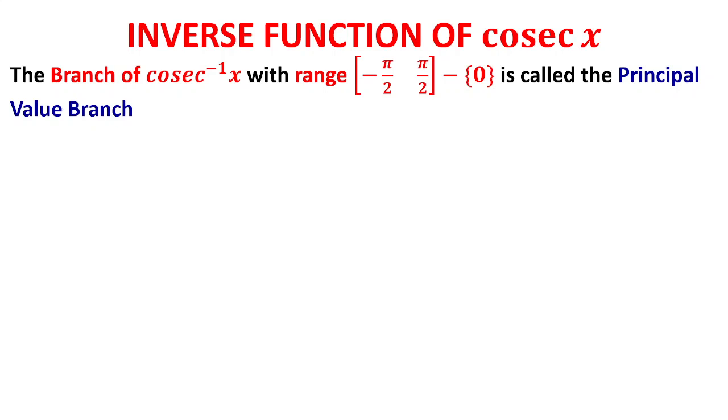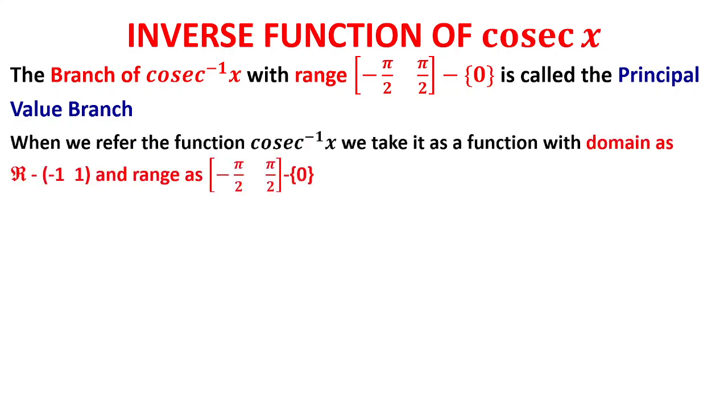We see that all these principal branches are centered around the origin. When we refer to the function cosecant inverse x, we take the domain as R minus of minus 1 to 1.